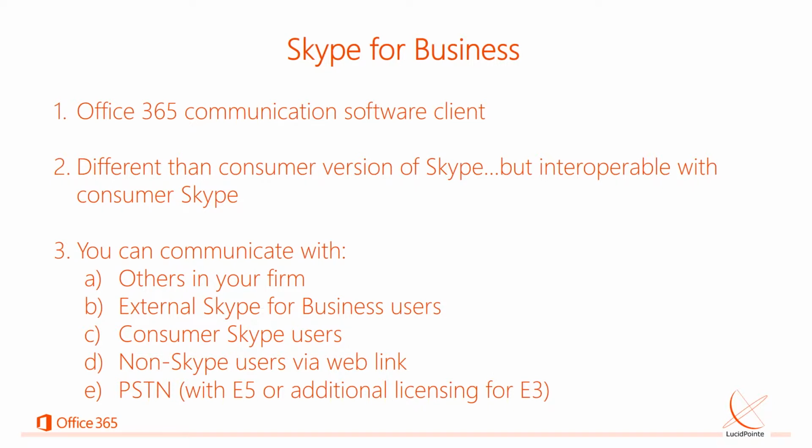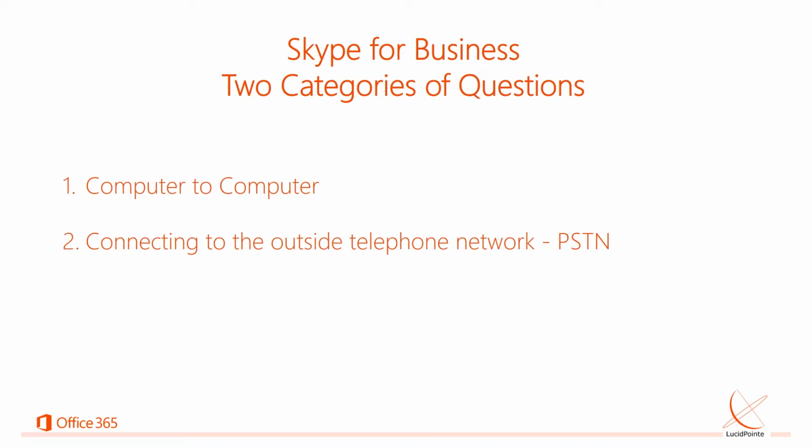And as I mentioned a moment ago, you can communicate with the public switch telephone network. You can communicate through Skype for Business right out onto the telephone network, but you have to have an E5 license or some additional features added to your E3 license. And just as a reminder, the E3 license is the one that we generally recommend for RIAs because of the compliance-related features.